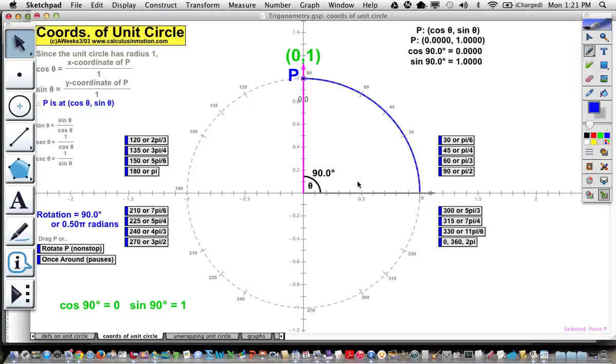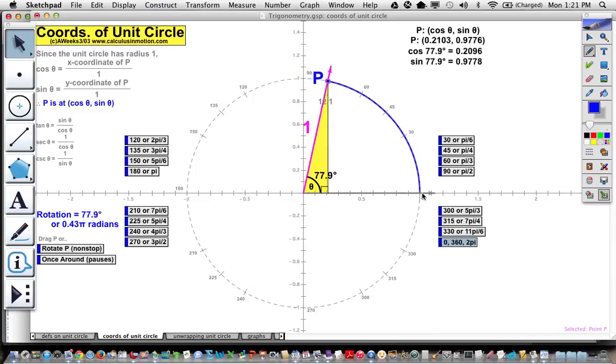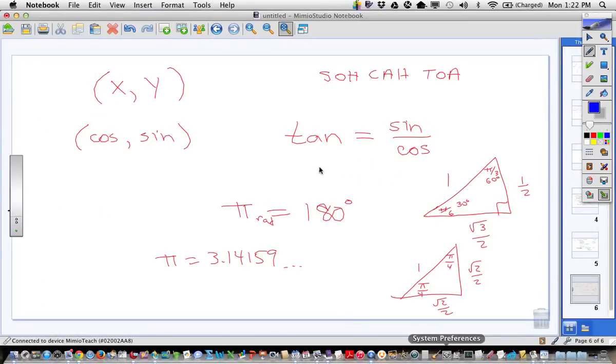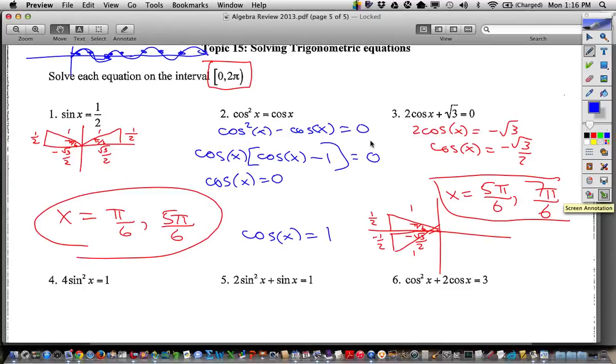Where does cosine equal 1? Cosine is the x, equals 1 right there. So cosine would equal 0 when x equals pi/2 and 3 pi/2, and cosine x would equal 1 when x equals 0. What about 2 pi? They told us not to include it, so at x equals 0. So there's your solutions right there.